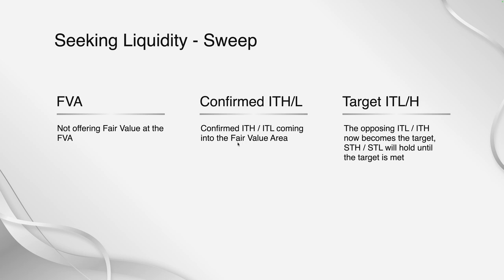Okay, what does that mean? That's quite interesting. That is where we're going to now look at how we can confirm an intermediate term high or intermediate term low. The opposing intermediate term low or intermediate term high now becomes the target. Short term high, short term low will hold until the target is met. So what does this look like in the chart?